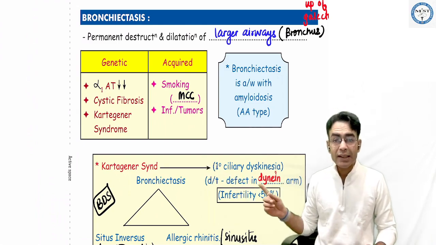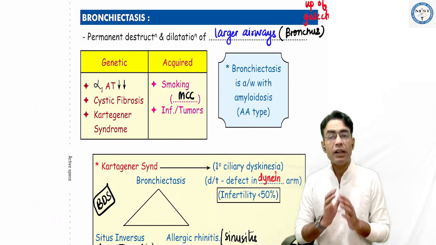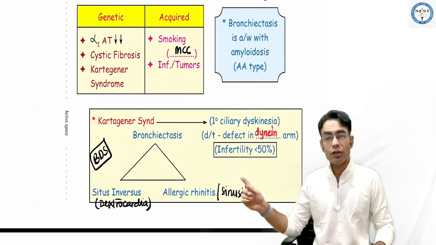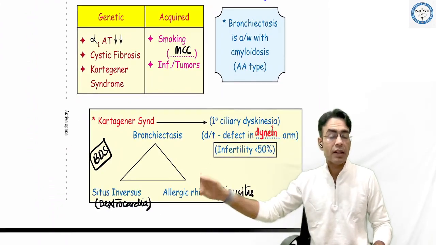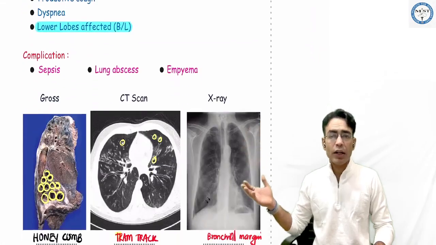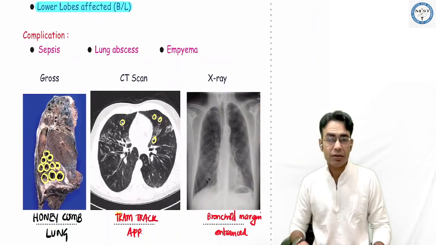Okay. Why does this occur? Because of a defect in the dynein arm of the cilia. And infertility somehow is not associated with Kartagener syndrome, so therefore it's not a part of the tetrad. Kartagener syndrome only has a triad. Then in bronchiectasis, always remember you see a honeycomb appearance and you see a tram track appearance.